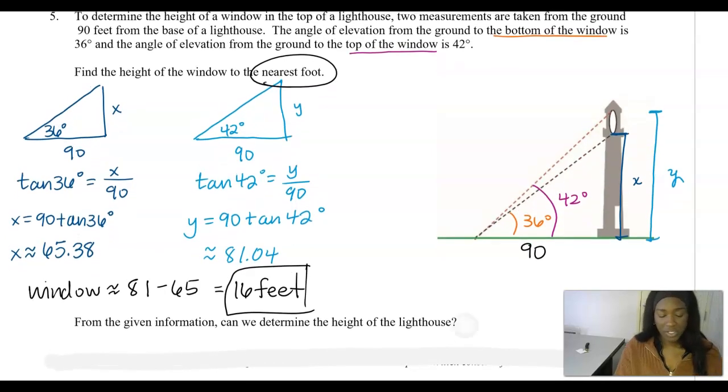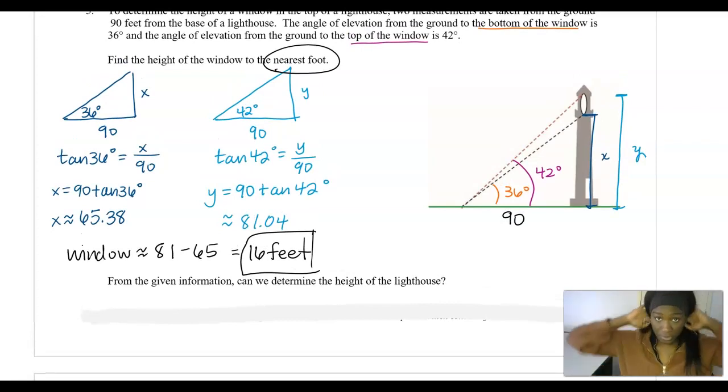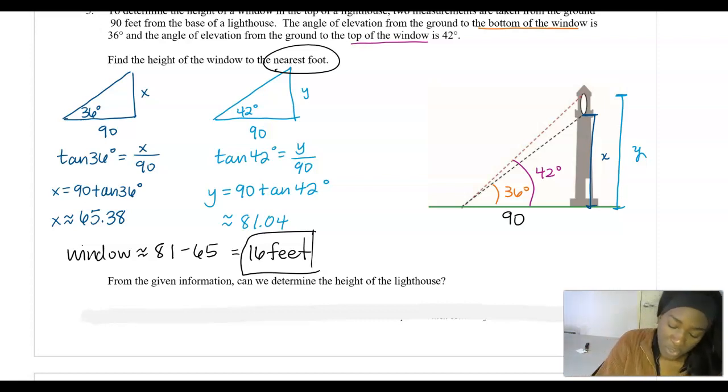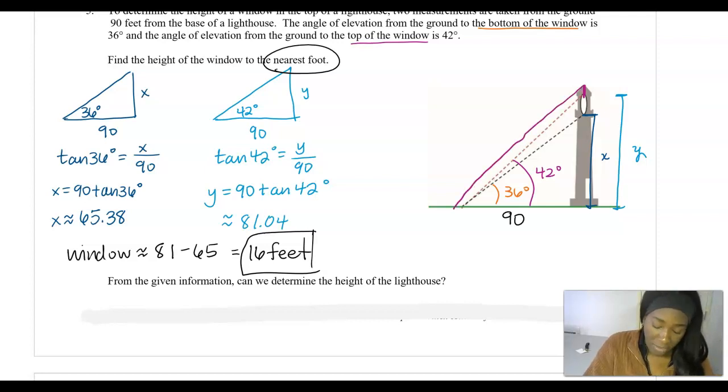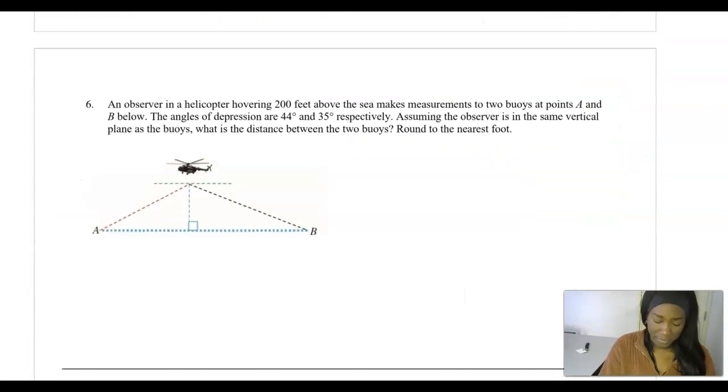There's a follow-up question after example 5 that asks from the given information if we're able to figure out the total height of the lighthouse. And the answer is no, because we don't have any information about what's going on with the top piece of the lighthouse, the piece that's on top of the window. Had there been another measurement taken in here that would have given us that angle, then we would have been able to figure out how much is left on top. But because we don't have that information, no, we cannot find the total height of the lighthouse.